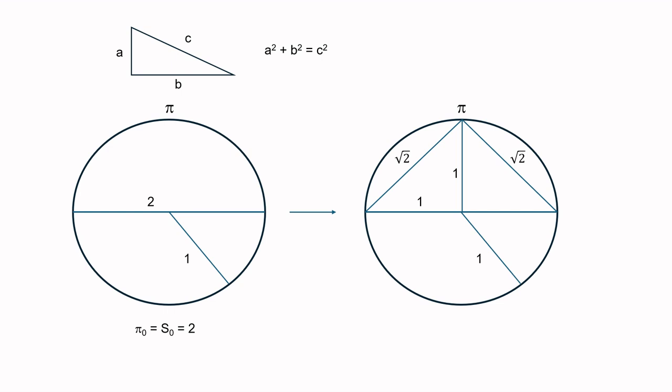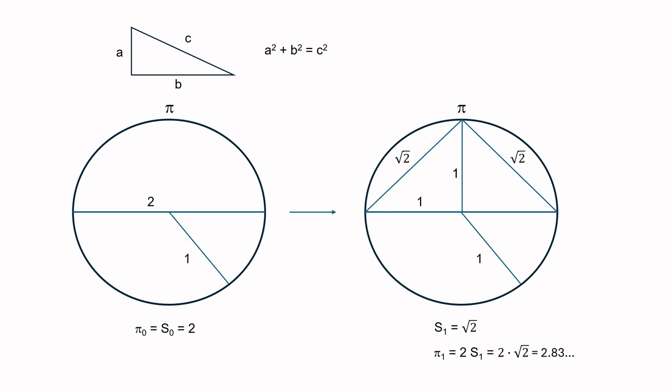So now we're going to try to improve that estimation with a first iteration. I divide that angle of 180 degrees into two angles of 90 degrees, and with each angle I cut off the arc of the circle with a straight line. So essentially we get two triangles. They're both right triangles. They have a equals 1 and b equals 1, which means that c squared is 1 squared plus 1 squared, which is 2. So c is the square root of 2.